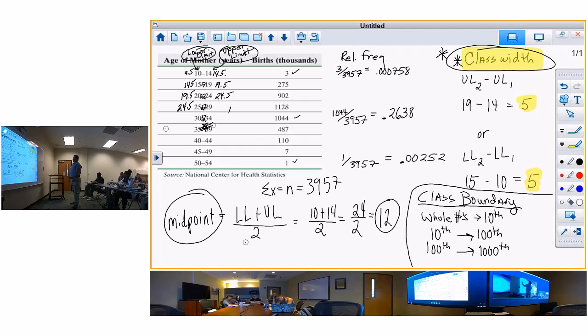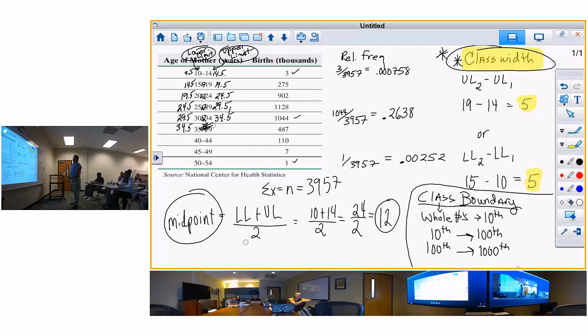What's 19.5 plus 5? What's 24.5 plus 5? What's 29.5 plus 5? Well, let's go to the right-hand side. What's 24.5 plus 5? What's 29.5 plus 5? Y'all get it? Now, what did I do? Well, my class boundary was in whole numbers, so I dropped it to the 10th. Now, why didn't I do 0.6? Well, because I'm not weird, that's why.